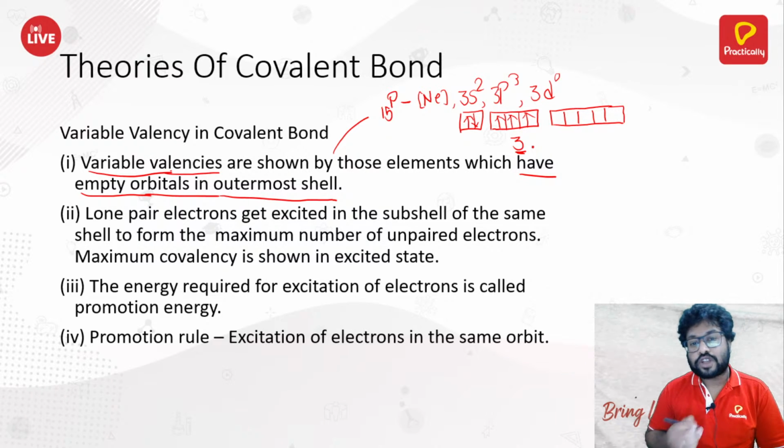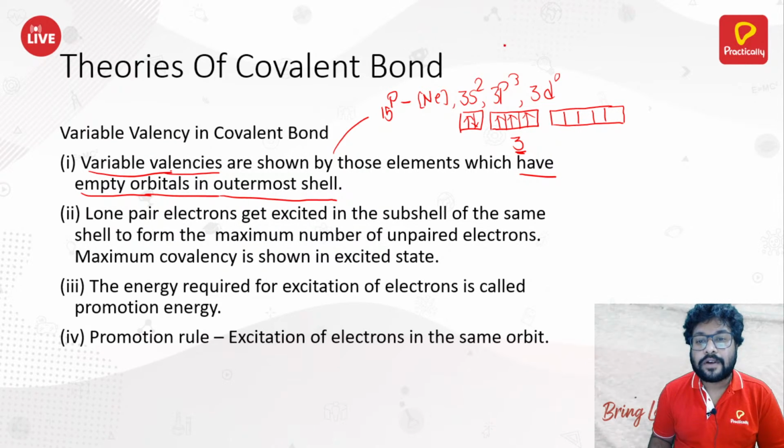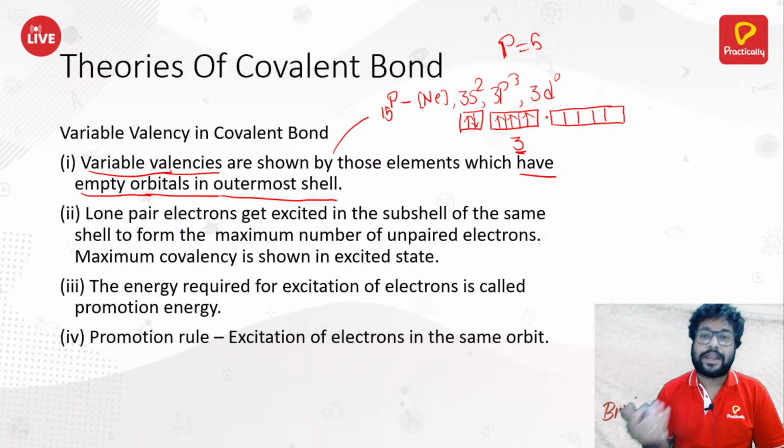But phosphorus also shows a valency of 5. How does it show a valency of 5? By promoting this electron into this d orbital. So if the empty orbital is there, only then you have a variable valency. We will see that ahead.